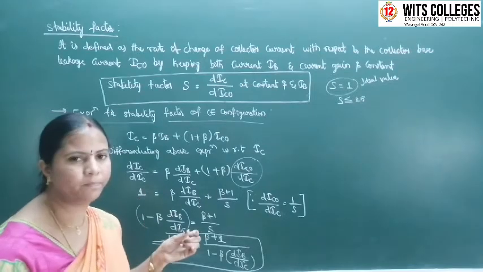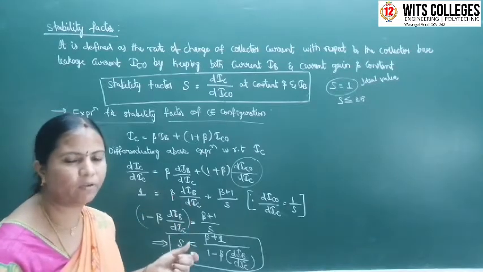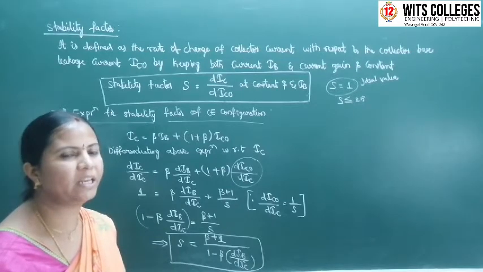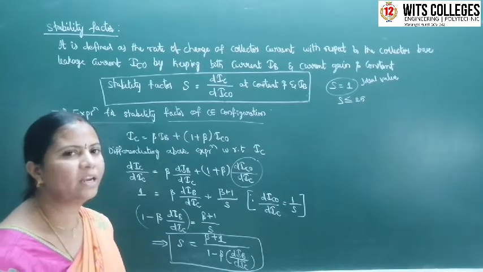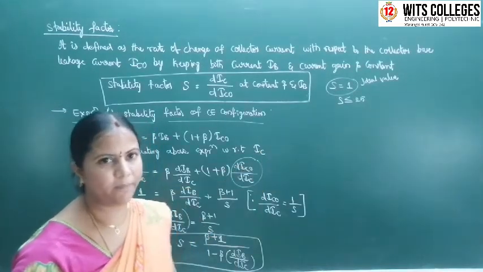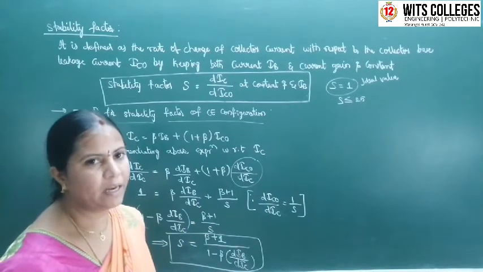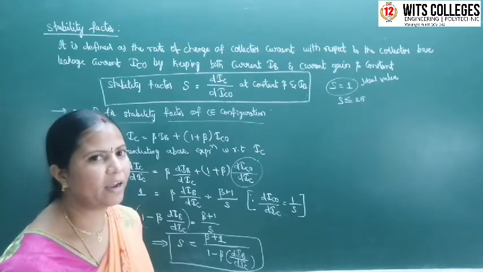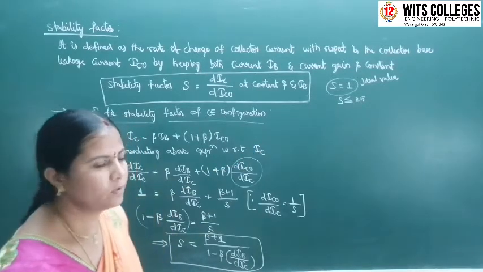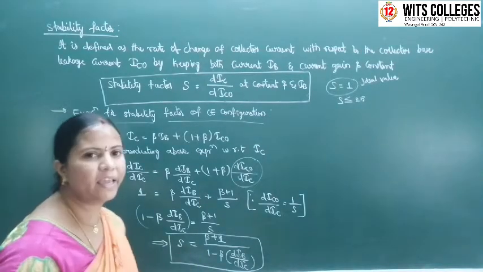Actually the ideal value of stability factor S is 1. But it is not possible to achieve this in practice. The practical, considerable value of stability factor is S less than or equal to 25. Actually the ideal value of S equal to 1 is not possible to obtain practically, so the practical value of stability factor is S less than or equal to 25. So this is about the stability factor and the expression for stability factor in CE configuration.